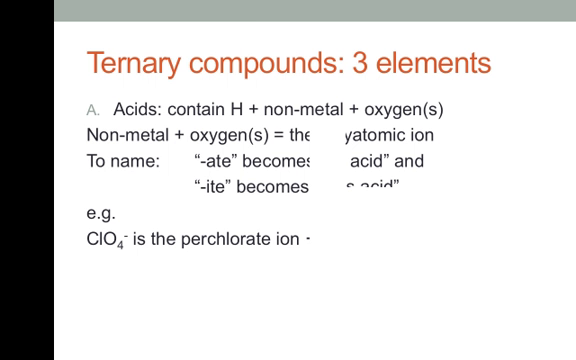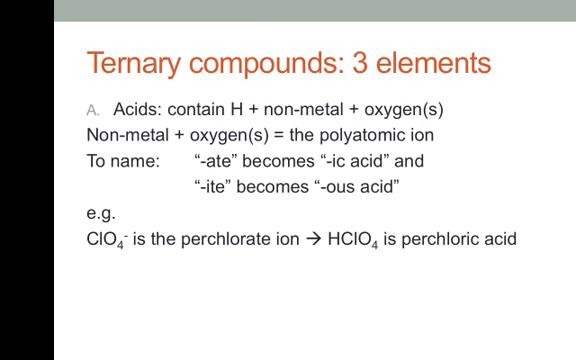So for example, ClO4 minus, that's the perchlorate ion. And you know that just because you've memorized it. Alright, so ClO4 minus is perchlorate. Now ate becomes ic, acid. So when you add hydrogens to make this neutral, since this is -1, we're going to have to add one H plus to make it neutral to make the acid. So it's HClO4, and the ate becomes ic. So HClO4 is perchloric acid.